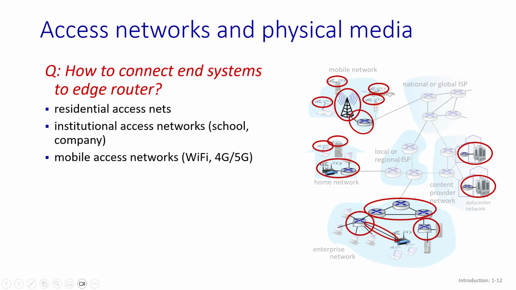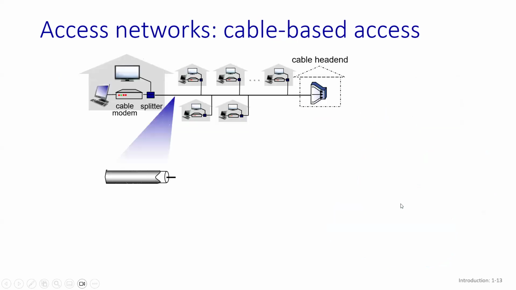So for example, if you are in the home network, you might be connected to the edge router through a wireless link or maybe through the Ethernet cable. If you are in a mobile network, then you are connected to the BTS or the base transceiver station of the company wirelessly, and then BTS is connected to the edge router. If you are in an enterprise network, again, you might be connected through a wireless LAN, or you might be connected through the Ethernet cable to one of the switches, and that switch is then connected to the edge router.